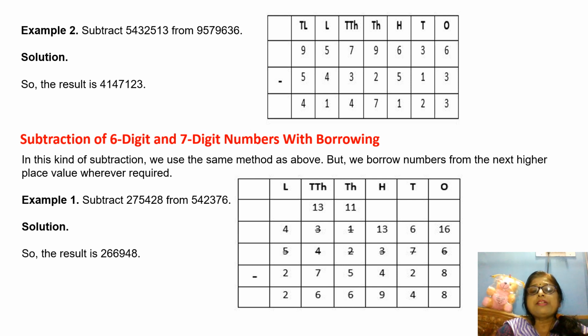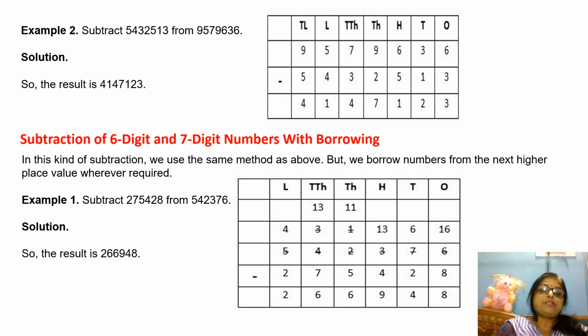So once again, first you make this column, then you arrange the digits in the concerned place values, and then you start your subtraction. First you subtract ones, then tens, then hundreds, then thousands, then ten thousands, then lakhs, 10 lakhs. In this way, after subtraction, you get the final answer, that is 41 lakh 47,123. This is your answer.